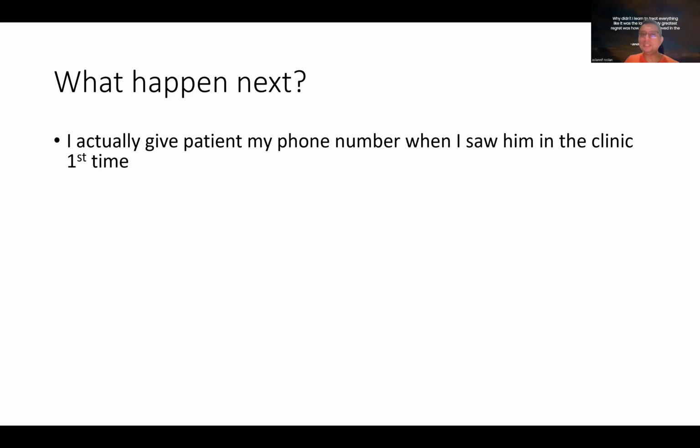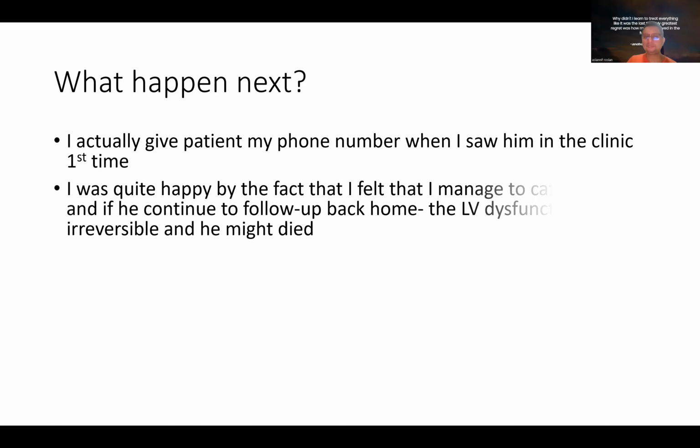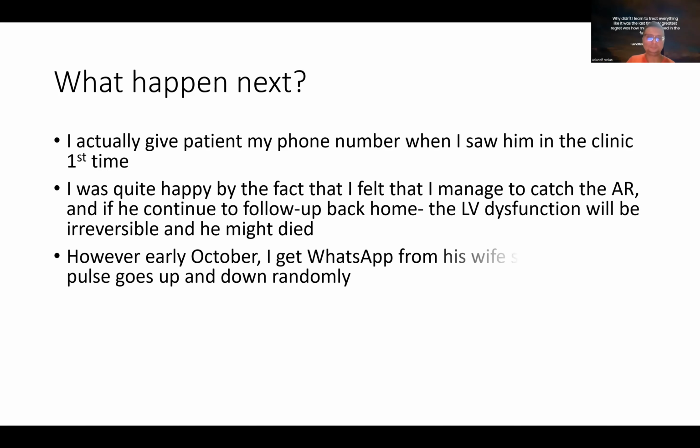So I actually give my patient my personal phone number the first time the patient sees me in the clinic. In fact, I was quite happy that when the patient saw the cardiologist outside of IJN, they managed it wrongly, and I managed to catch the TR regurgitation that is severe. So I thought that I did a good job. I managed to get the patient AVR, and all is very well.